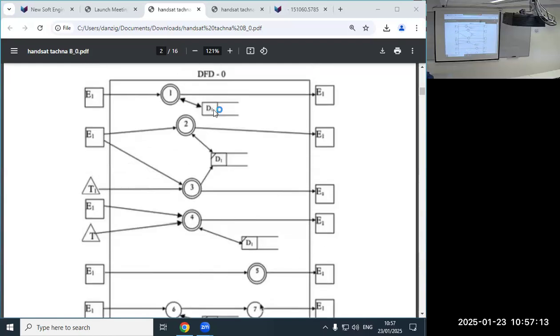Okay. And these E1s are external entities. They're all E1. So how many external entities are there? 1. Just one. It's kind of a weird DFD. Usually you have different ones.